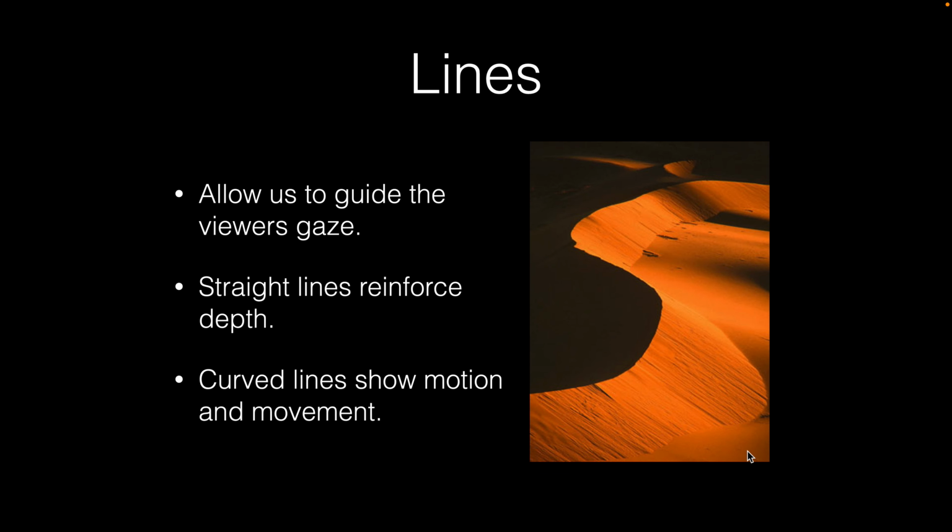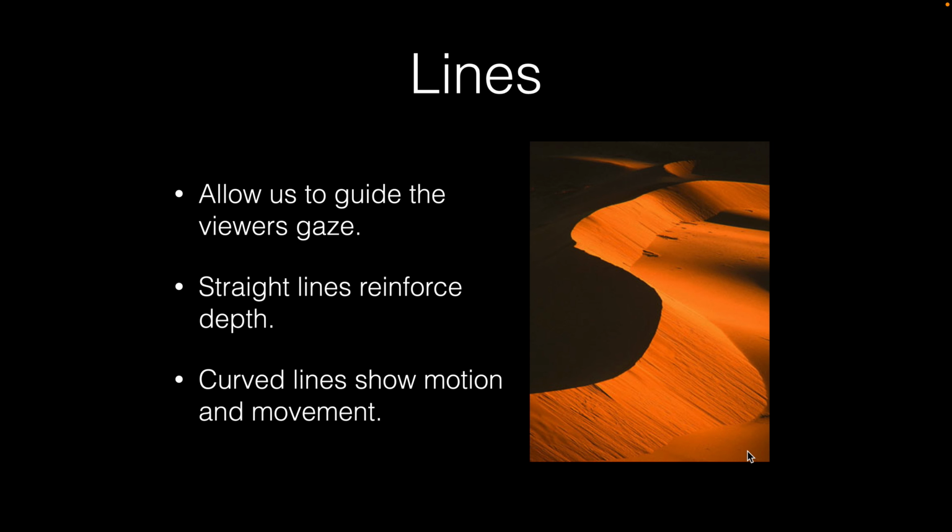Another way we do that is lines, right? We talked about that a little bit in linear perspective, where the lines draw the viewer through the image. We can use other lines to do that. We can use physical lines and contrast areas in an image. Like this image, there's that S curve that runs through it, and it makes your viewer move through the image in that way. Straight lines reinforce depth, like we said in linear perspective. Curved lines can show motion and movement. So you can utilize these lines to, again, guide your viewer.